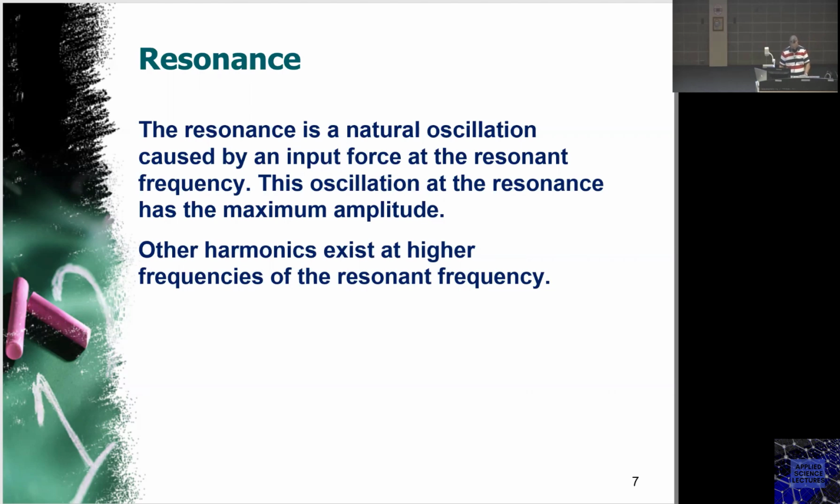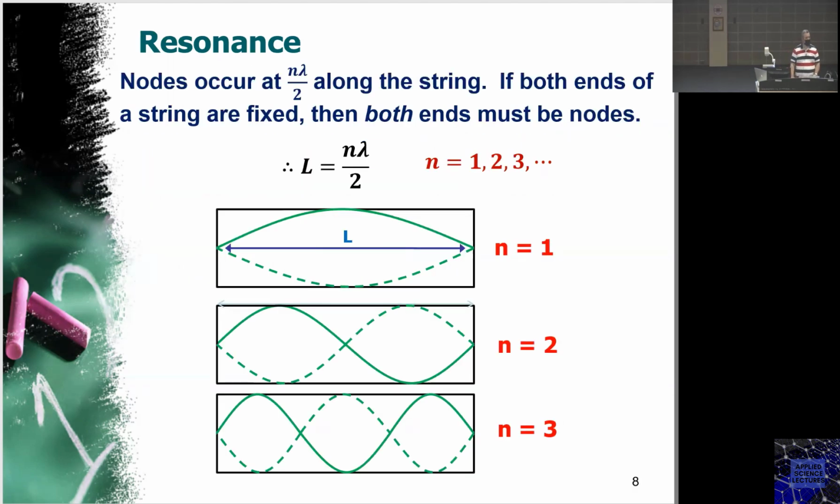To understand this, let's look at this example where we have a string fixed from both sides. You can look at the guitar. The guitar is an example of those strings being tightened up and resonating once you touch them. When you touch them, you are introducing an input force. You're exciting that string, and that's why it vibrates at the frequency of interest.